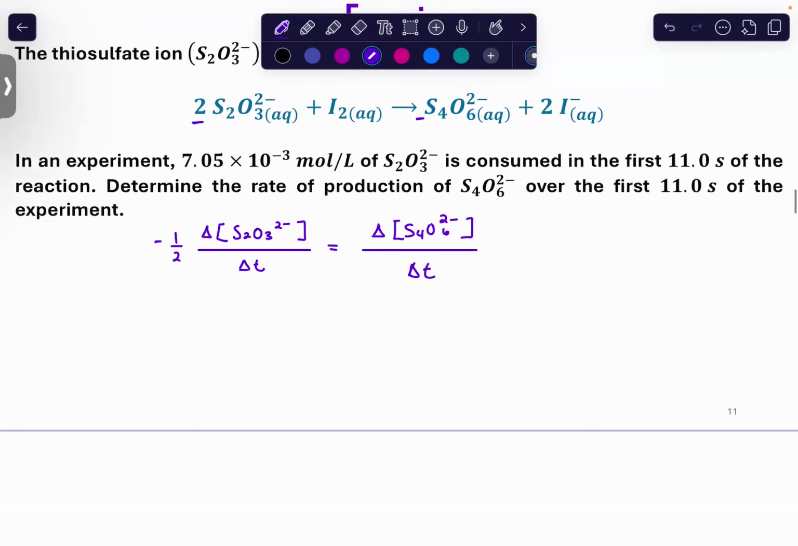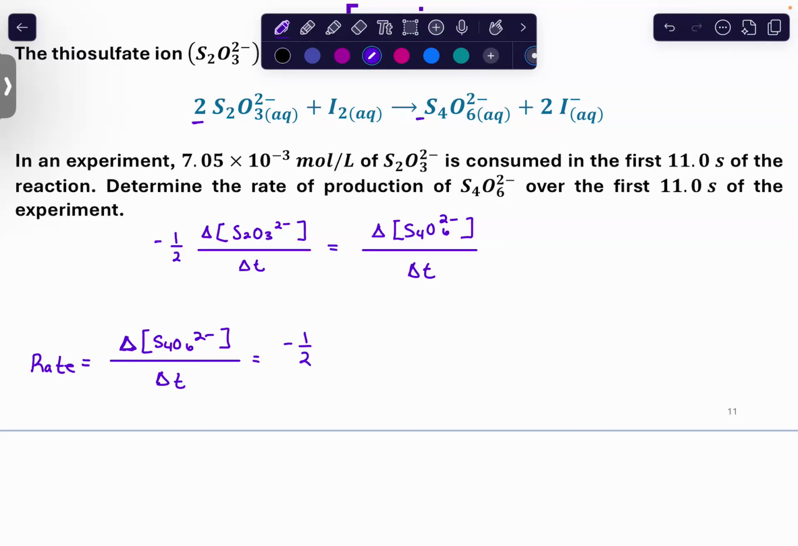Now the rate of consumption of the thiosulfate is going to be the rate of change over time. Oh, hang on, what was I looking for? Oh, the rate of production. Let's reverse this for a second. Let me put this one in here. So then I'm going to take that 1/2.